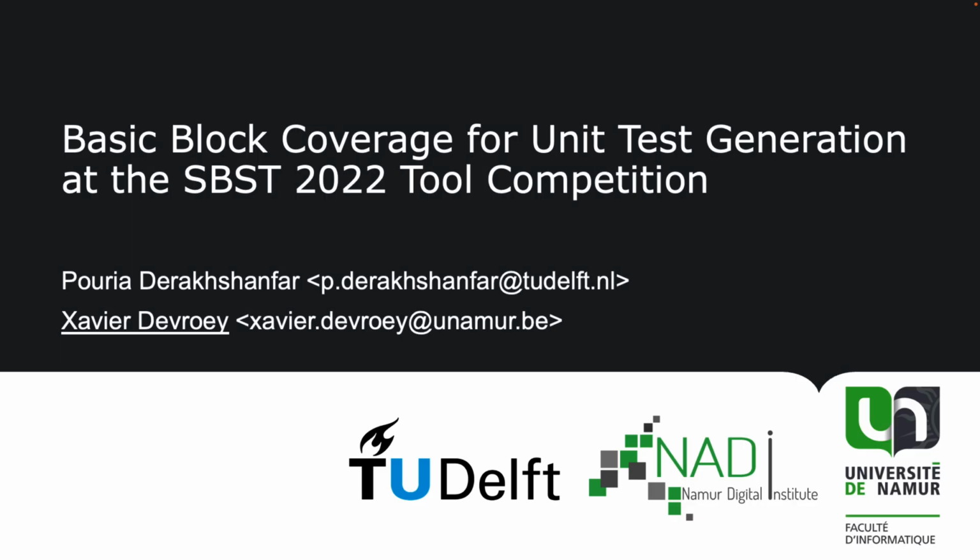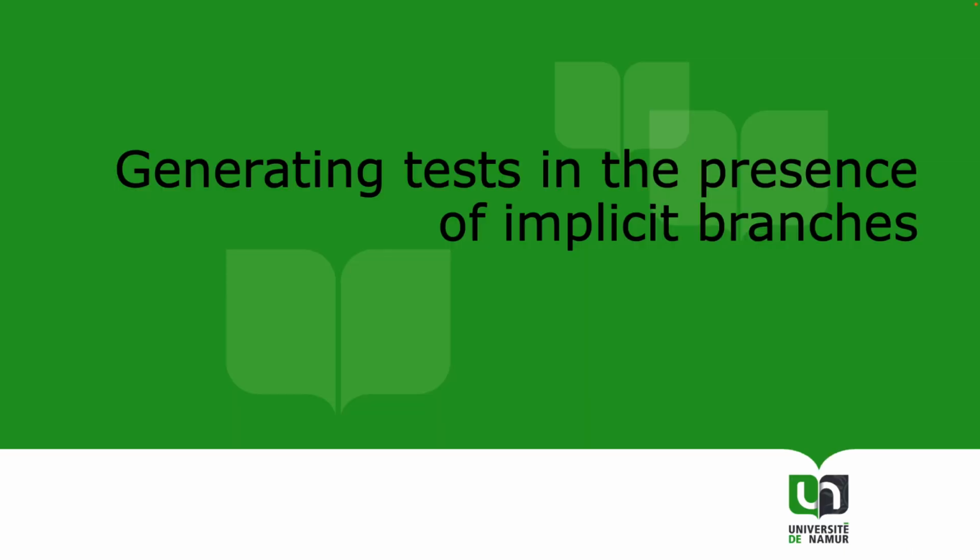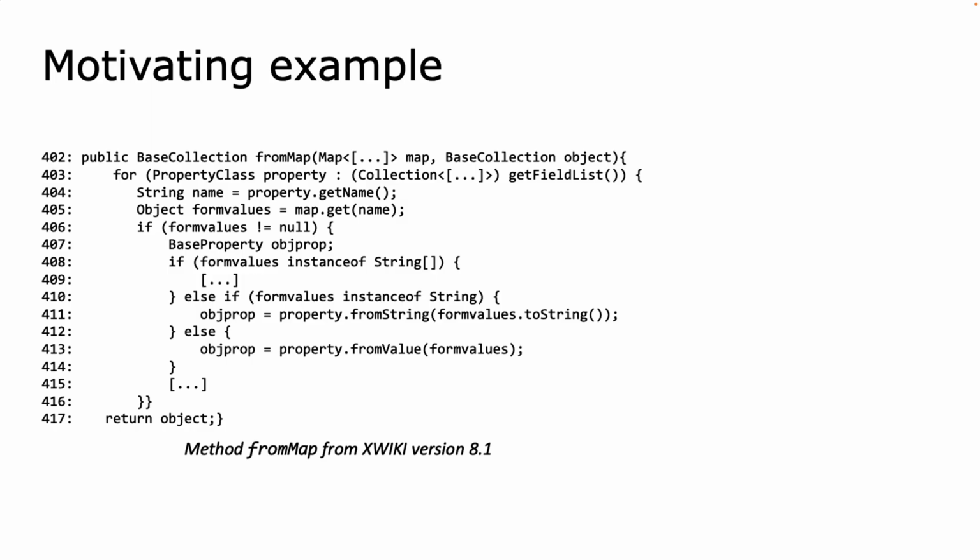I'm an assistant professor at the University of Namur in Belgium, and in the next few minutes I will present the result of using basic block coverage as a secondary objective for unit test generation at the SBST 2022 tool competition. Basic block coverage is a secondary objective that addresses the problem of implicit branches, like runtime exceptions, when trying to generate a test. Let's take an example.